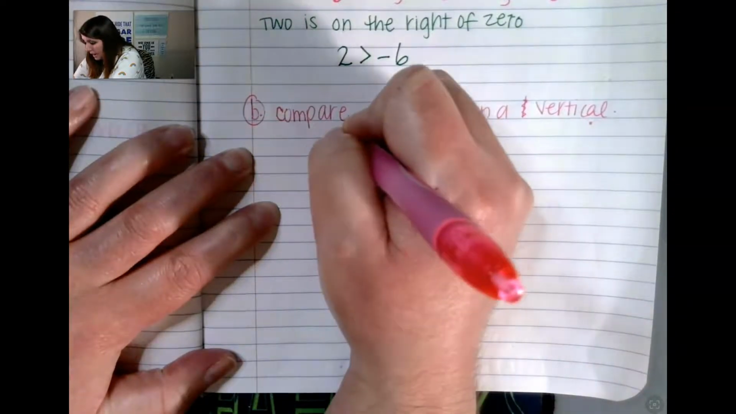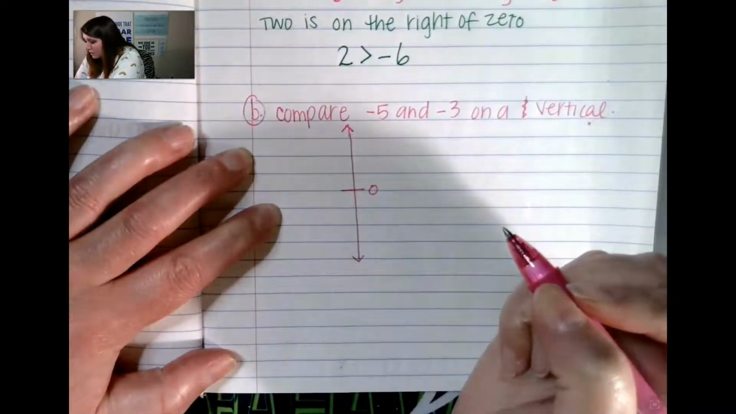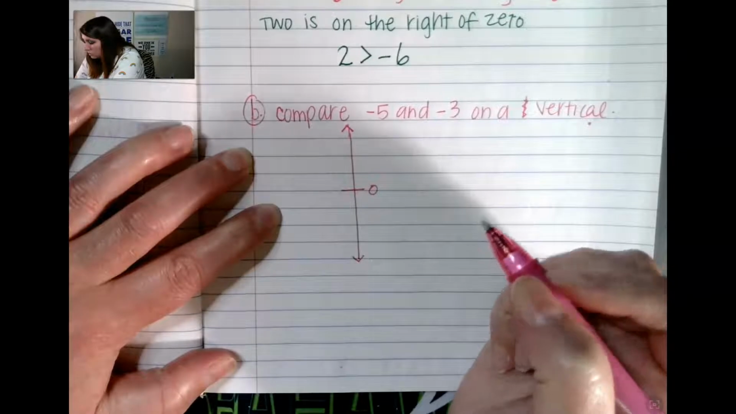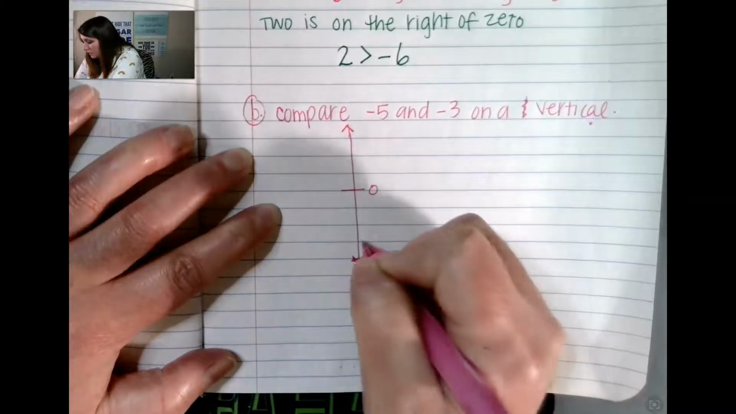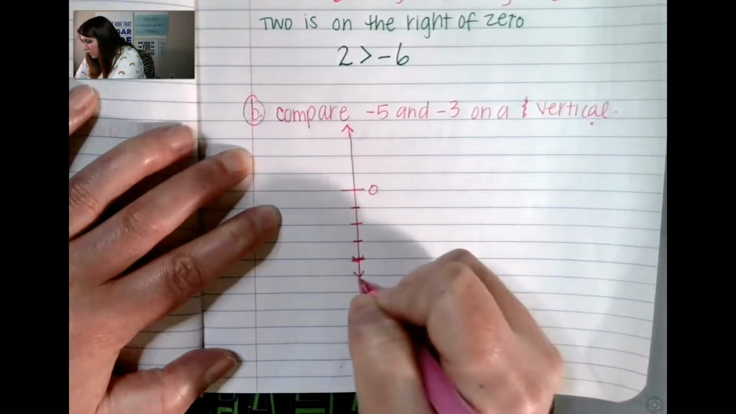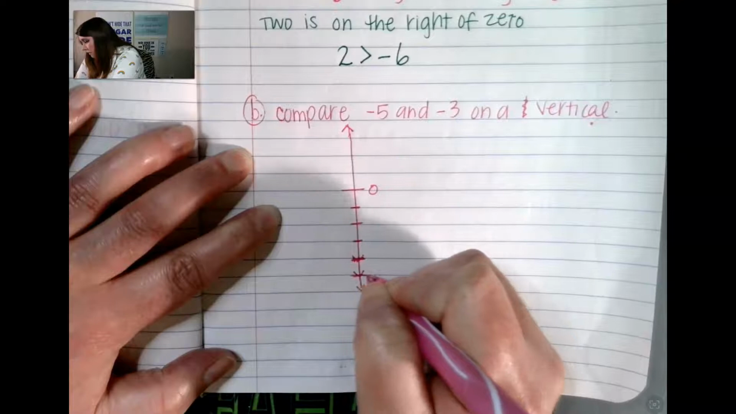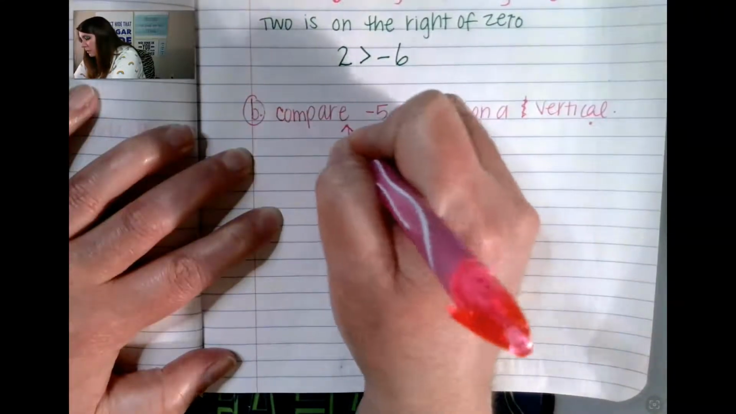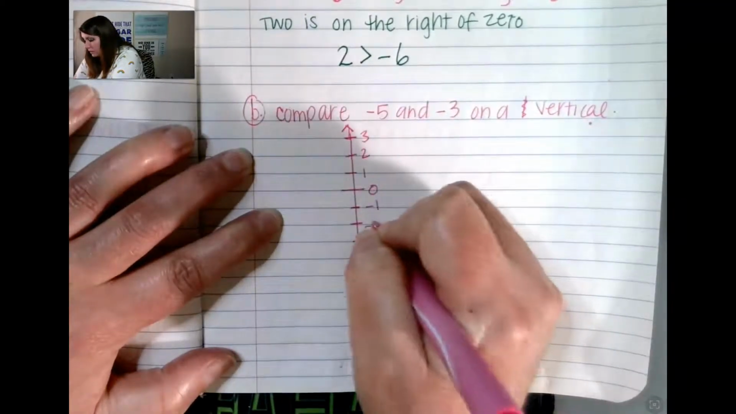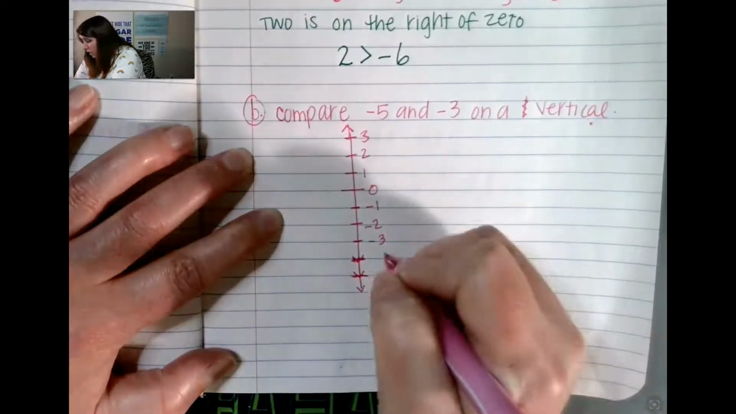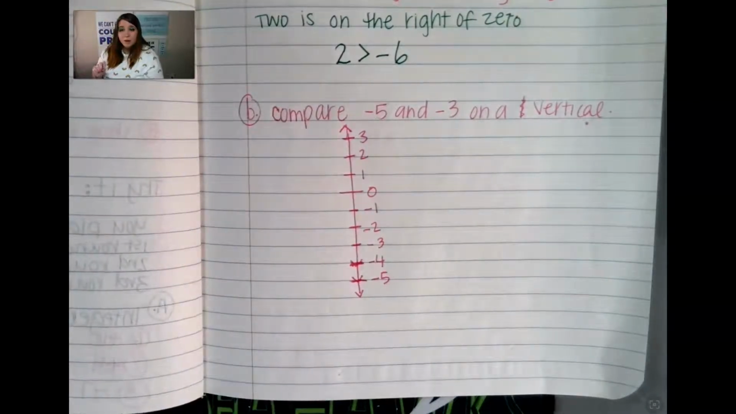So we're going to go just straight like this. Again, I need 0 in the middle. I'm going to need to make this a little longer. Sorry, folks. Okay, so I've got a line here, a line here, a line here, a line here. I should have counted better. Okay, so above 0, I have 1, 2, and 3, and below, -1, -2, -3, -4, and -5.